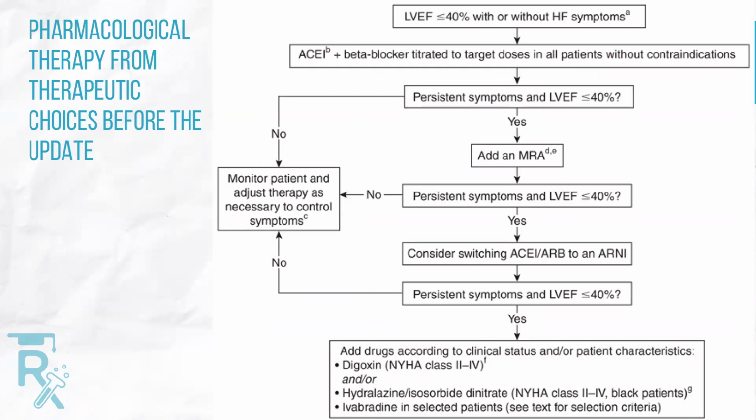Okay, so now I changed the patient from the ACE or the ARB to the ARNI. However, the patient still has symptoms and left ventricular ejection fraction of less than 40. Now I have to do something. What is done here depends on the clinician's preference, the situation of the patient, and many factors.